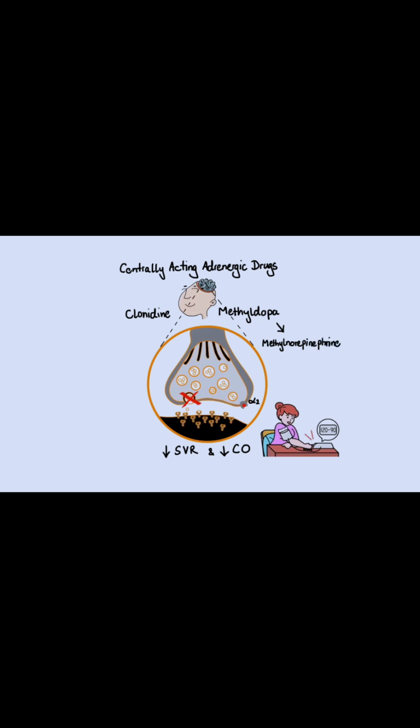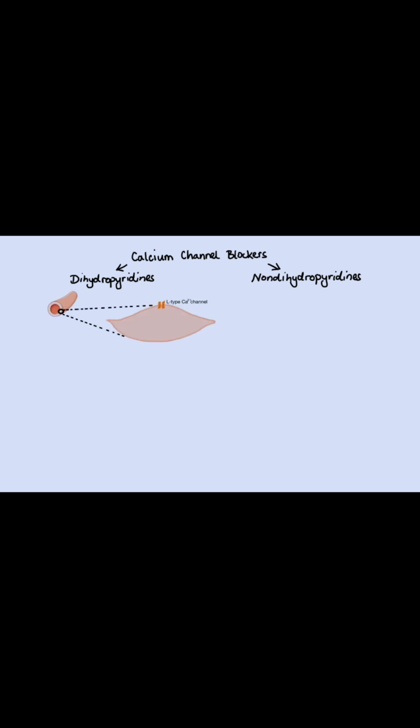Now let's move on to another major class of antihypertensive agents, that is calcium channel blockers. So calcium channel blockers are divided into two main subclasses, dihydropyridines and non-dihydropyridines. Now, dihydropyridines selectively inhibit L-type calcium channels in the vascular smooth muscle. Under normal conditions, when calcium enters the smooth muscle cell, it causes it to contract, which leads to increased vascular resistance and thus increase in blood pressure.